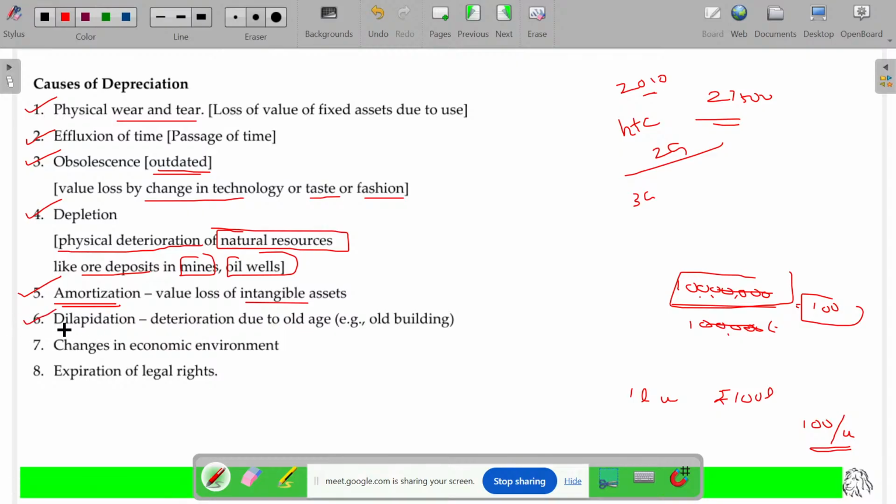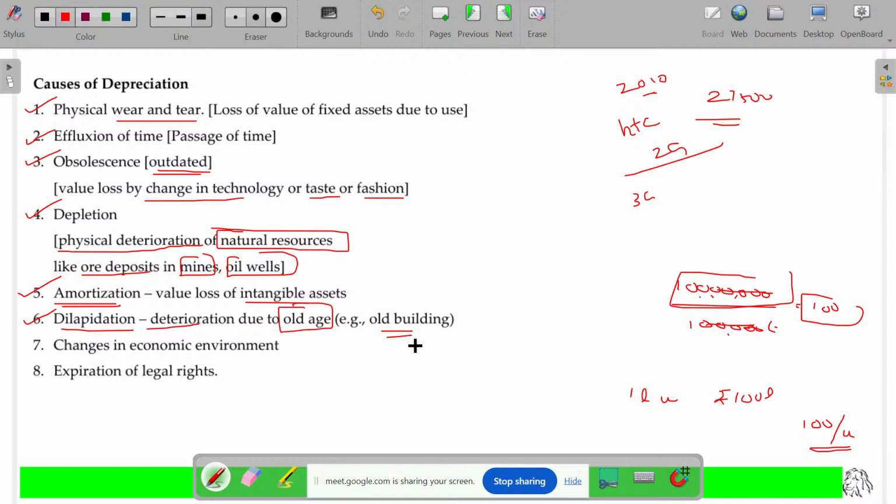Sixth one is all about dilapidation. Dilapidation is nothing but an old house, old buildings. Today you can use it for a scary movie, a thriller movie, right? So in those ghost movies, they use such places for cinema making. So, deterioration due to old age, especially old buildings.